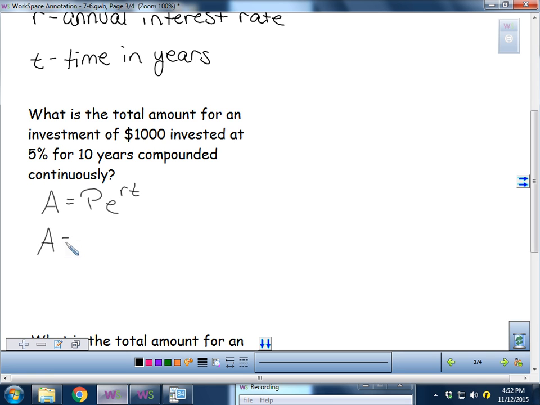So that's easy enough. P, the principal, is what we started out with, so we started with $1,000. So we plug that in for P. Then we've got the e. Remember, e is a number. Then you're going to look at here for your rate. If the rate was 5% as a decimal, that would be 0.05 times the time, which is 10 years, so I plug in 10. And then all I have to do is plug that into my calculator just like it looks.